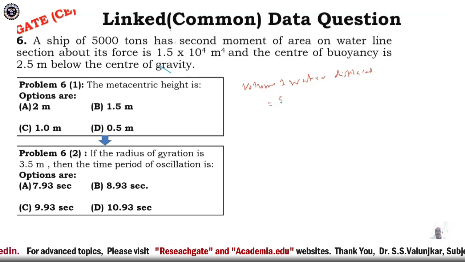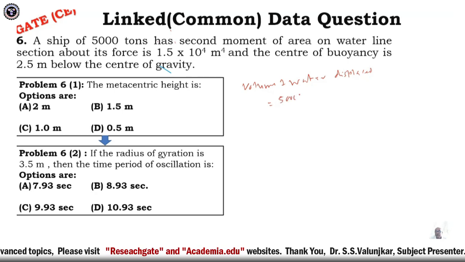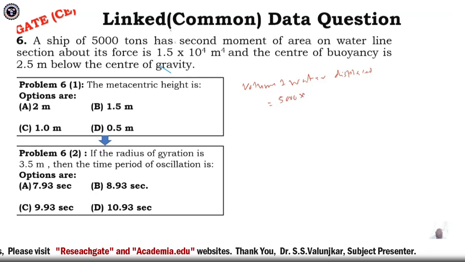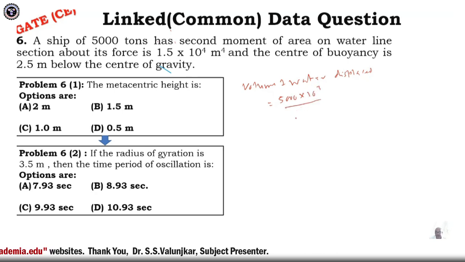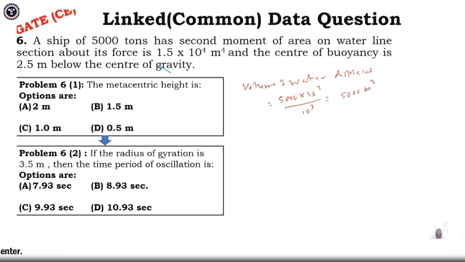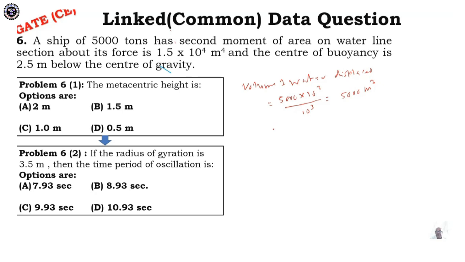Volume of water displaced, which is equal to 5,000 into 10 raised to 3 upon 10 raised to 3. That is mass upon density. That is 5,000 meter cube. Now Bm is equal to, as usual, I upon V.